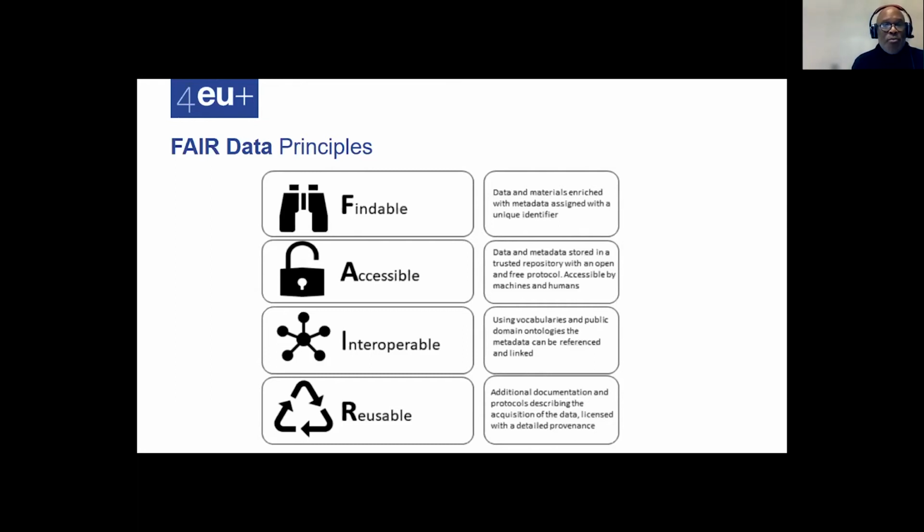And the R, which stands for the reusability, or to be reused: additional documentation and protocols describing the acquisition of the data, license with detailed provenance, so that in the event that you want to reuse this data, certain licenses are available, which gives you the permission to reuse the data and the data sets that were published and produced by the researcher.